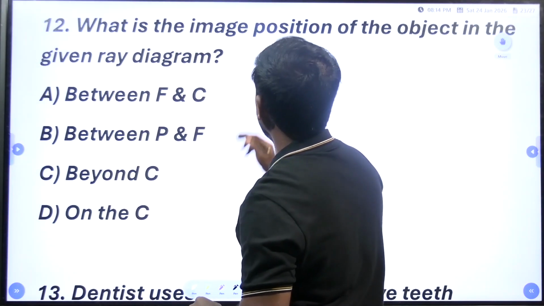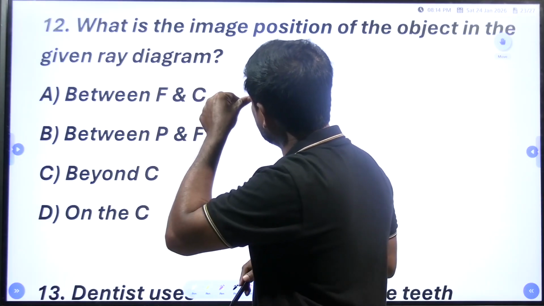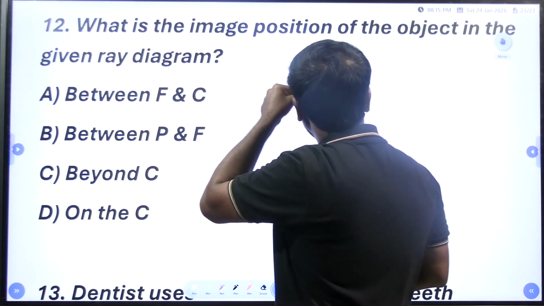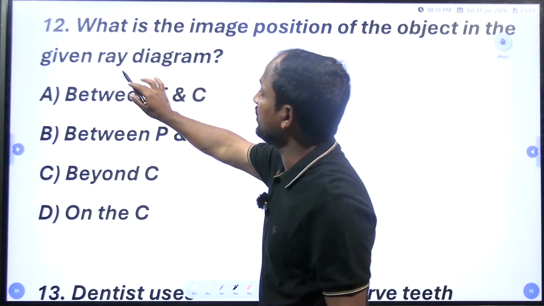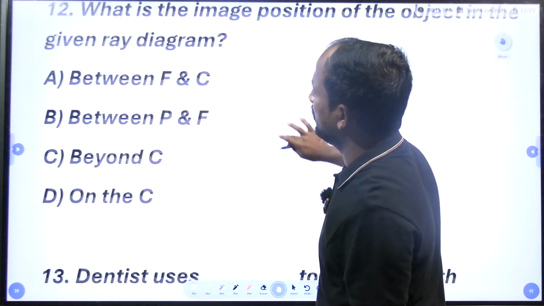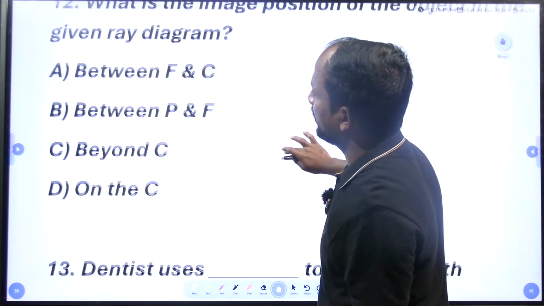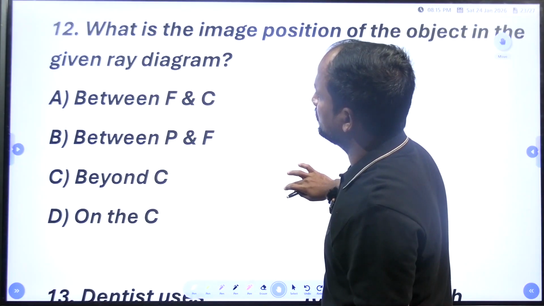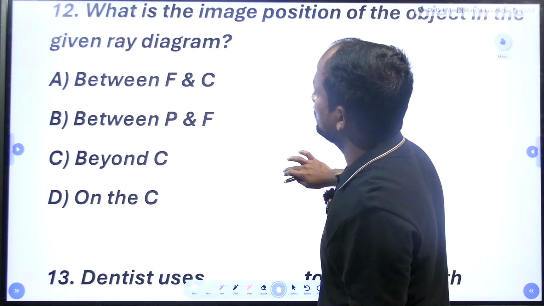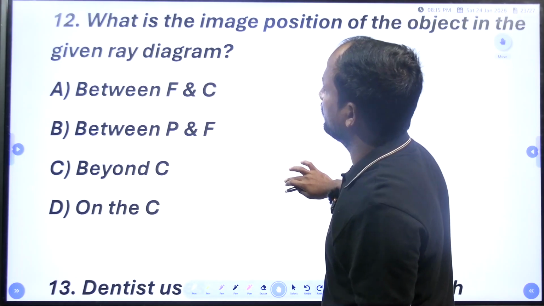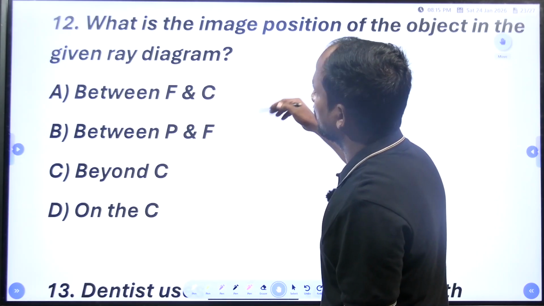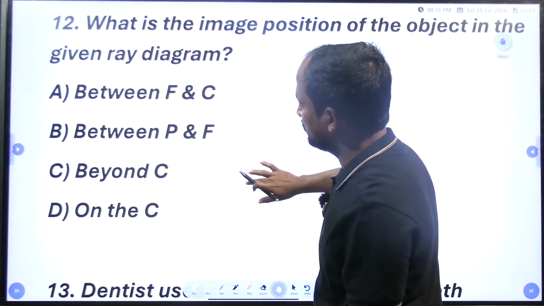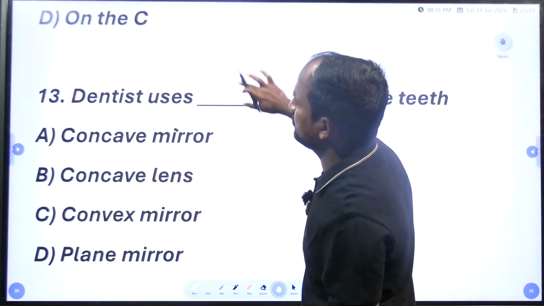What is the image position of the object in the given ray diagram? Actually, it's for missed. The ray diagram is missed. Later we'll discuss. So, 13th question.